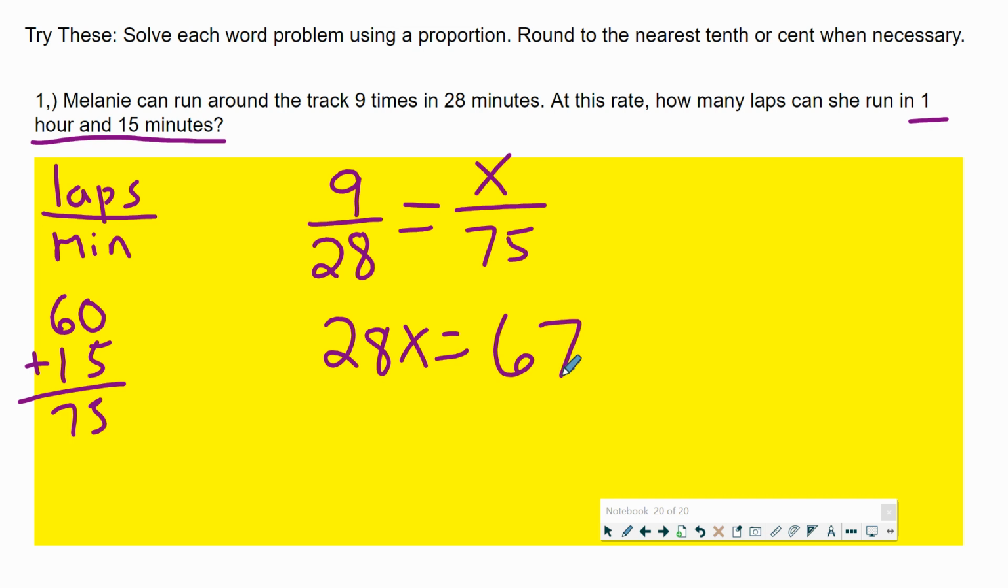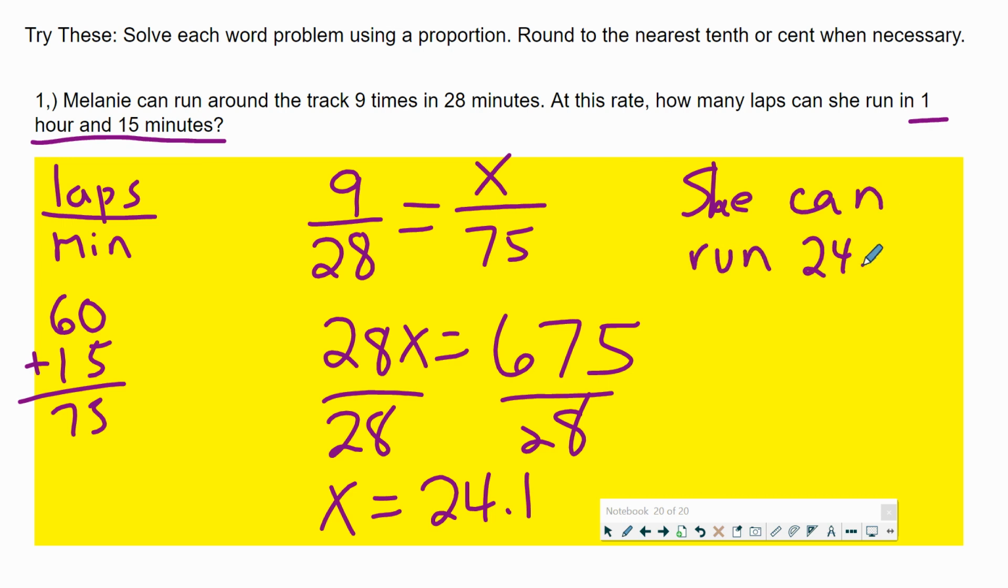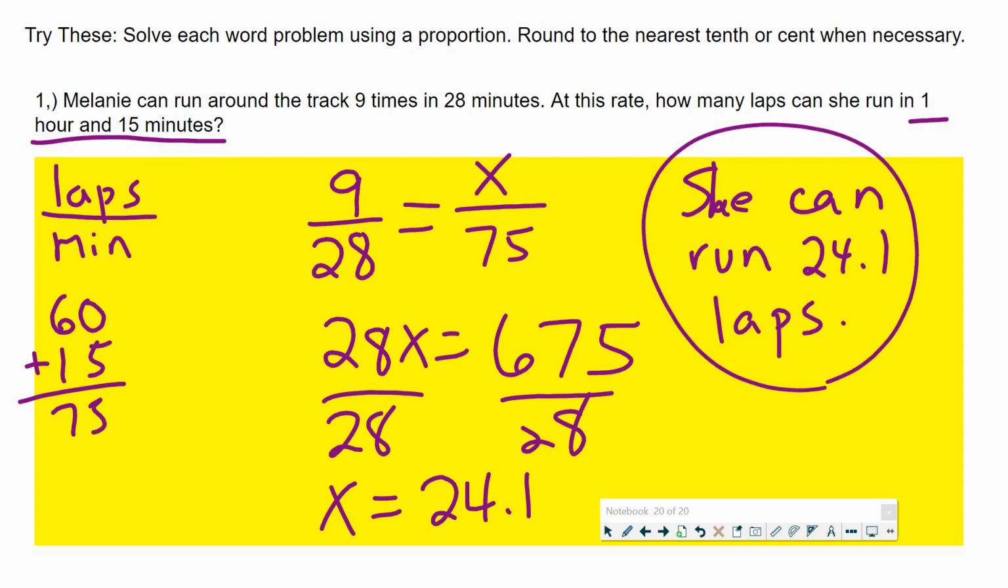75 times 9 equals 675 divided by 28. X equals about 24.1. So she can run 24.1 laps. Or complete laps, we could say 24.